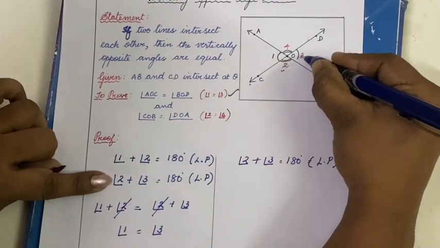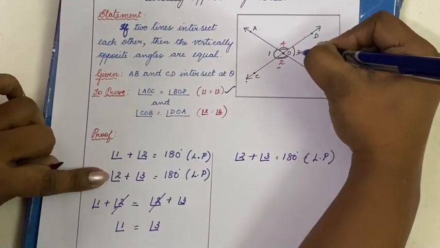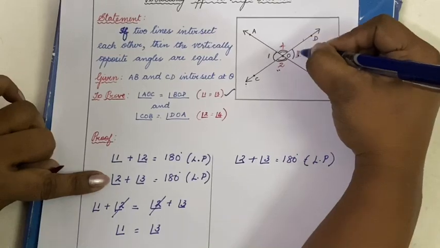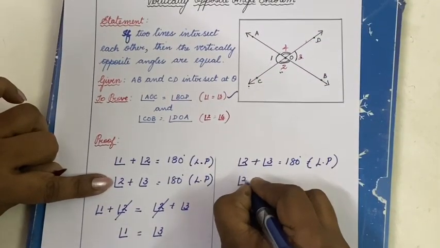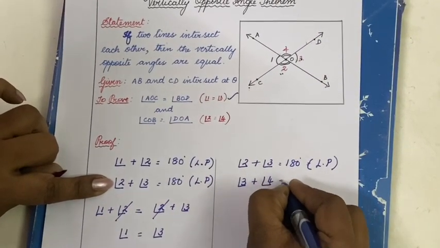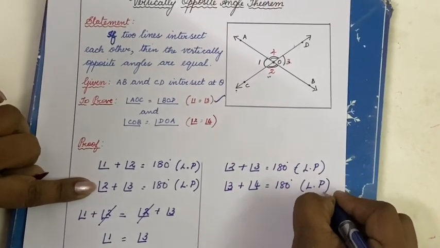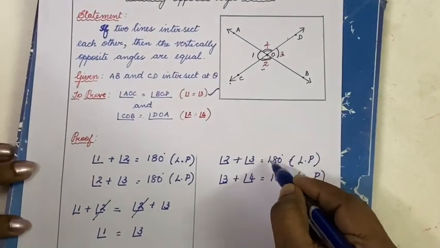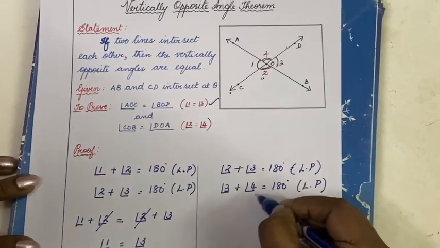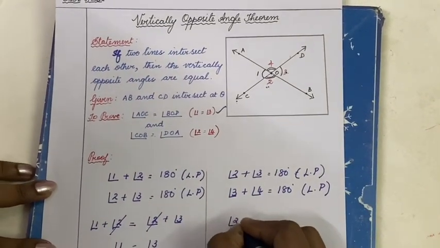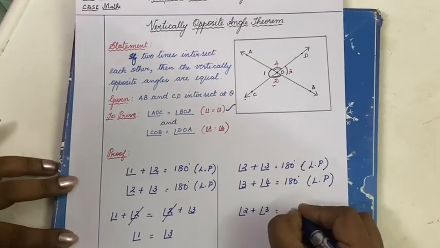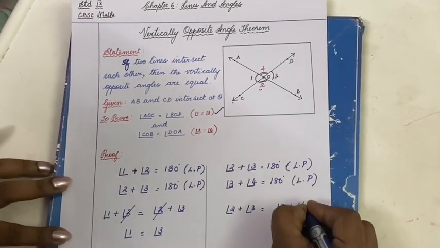Now 2 and 3 over. Now from where we stopped, we are going to take angle 3 and angle 4. So what can you say about angle 3 and angle 4? Angle 3 plus angle 4 is also equal to 180 degrees, because again it is a linear pair. Now the same condition: the right sides are equal. So what can you say about the left side? Angle 2 plus angle 3 is equal to angle 3 plus angle 4.